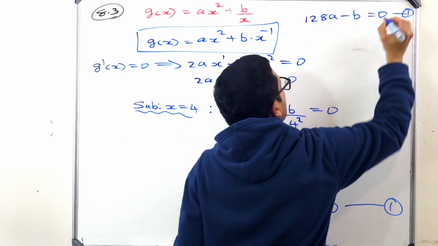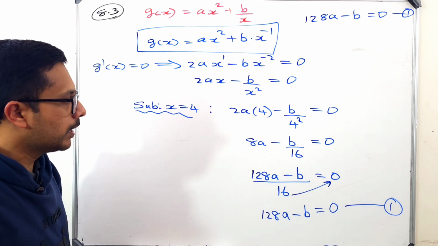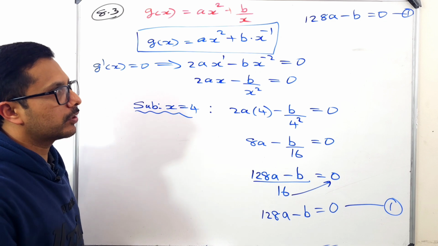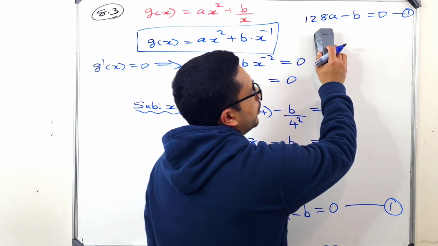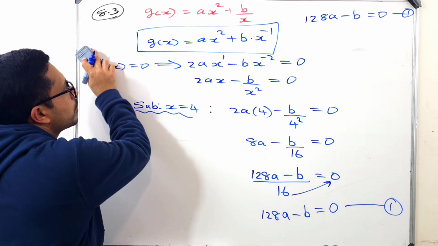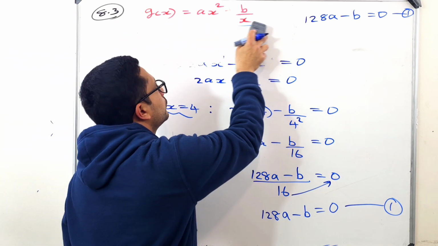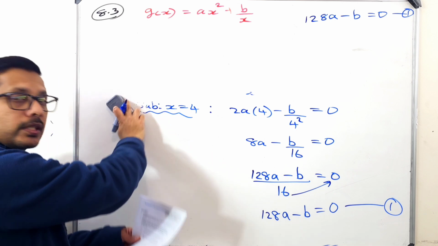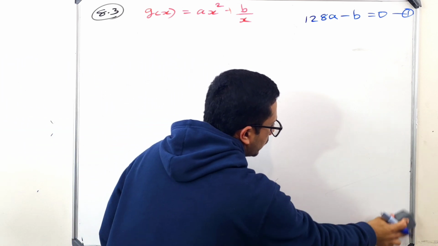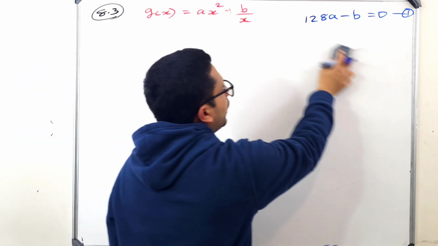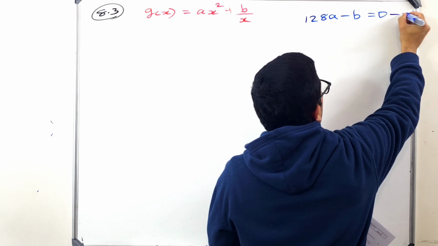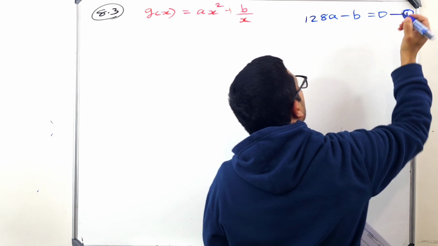This is my first equation. I just wrote it there. Those who didn't write this up to here, please pause the video and write it. So we got an equation 128a minus b is equal to 0. Let me erase this part for now. How many marks for that question? 6 marks. So you have to write something there, then only you will get the answer. The equation that we got is 128a minus b is equal to 0, and I call that equation number 1.